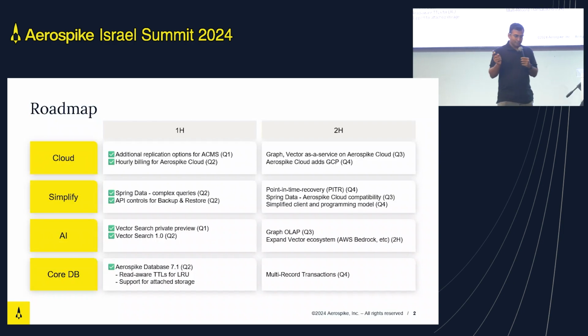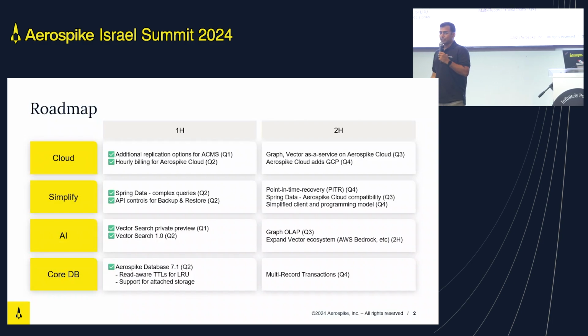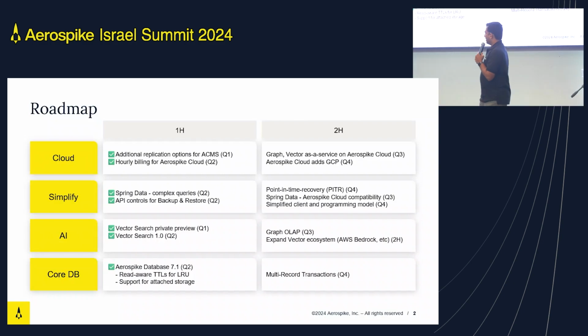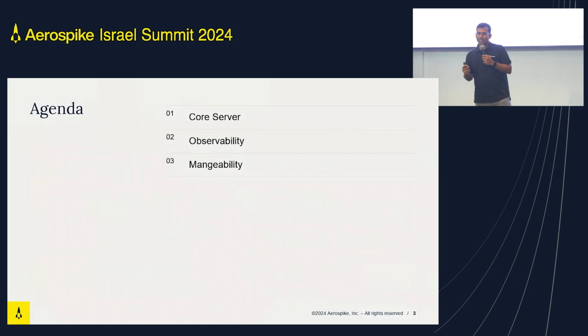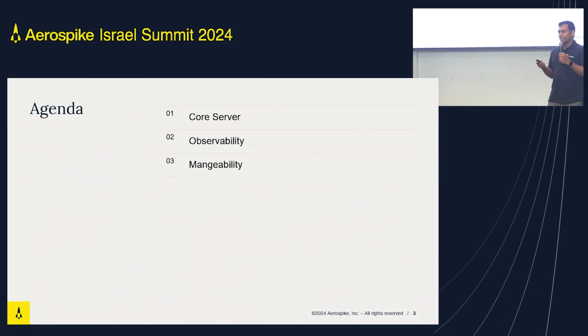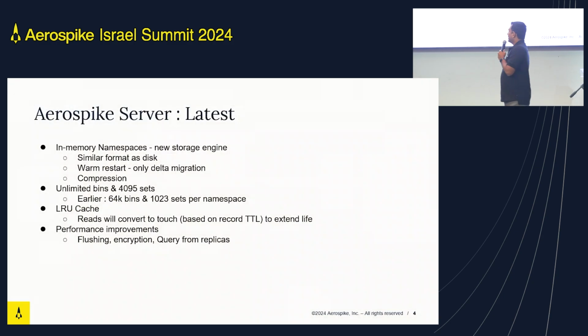Okay. The other two areas I will be going a little bit deeper into are how we are working on simplification, that is, simplification of how to use Aerospike, and what are the new things that are coming out of the core server itself. I will be splitting the simplicity into two components: one is observability, and the other we call manageability.